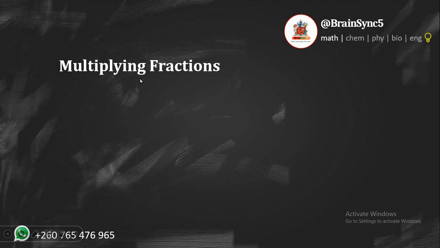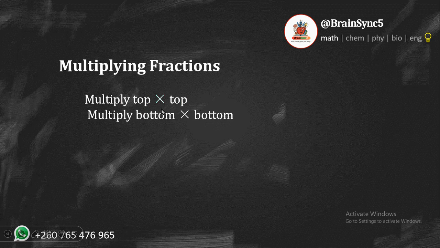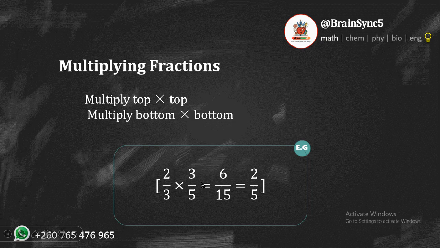So multiplying fractions. How do we multiply fractions? Multiply top times top and multiply bottom by bottom. So we just go direct. It is a direct approach. Take a look at this example here. 2 times 3, it is 6. 3 times 5, it is 15. And then we can reduce it. You can end here, but I think it is best we reduce it.